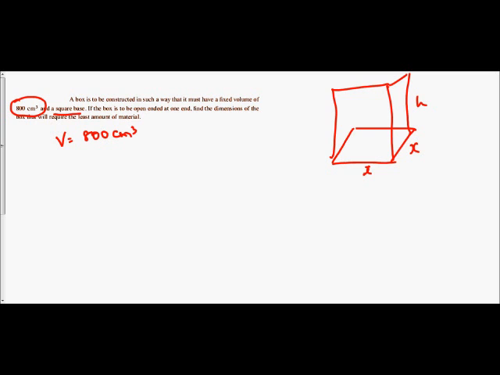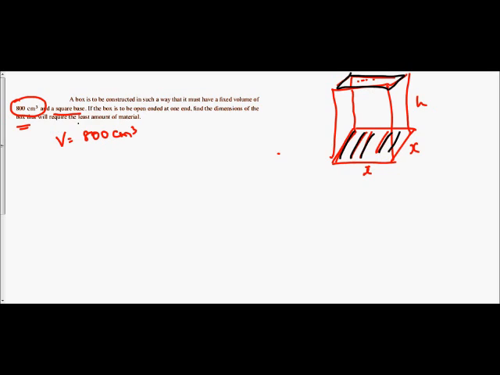If the box is to be open ended at one end, so on the top maybe this is open and it's only here that we have the base. Find the dimensions of the box that will require the least amount of material. So this is the open end, and this is the base of the box which is not open. Find the dimensions of the box that will require the least amount of material.